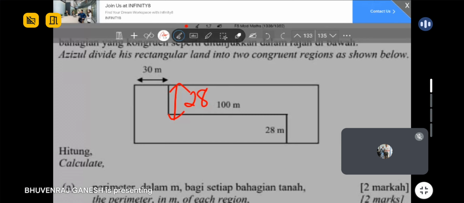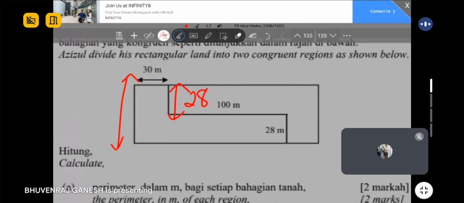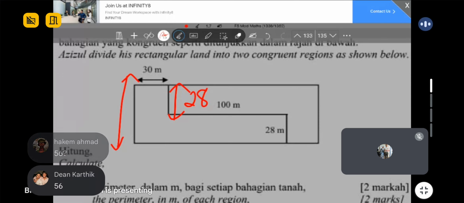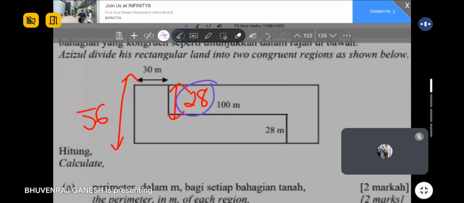Alright. So, can anyone tell me what is this length? Apa panjang yang ni? Berapa? Berdasarkan wajah sekarang. Okay, very good. 56 meter, 56. Macam mana dapat? So 56, 28 tambah 28. So you get 56 meter. Alright? Okay, so apa panjang yang ni pula? What is this length?